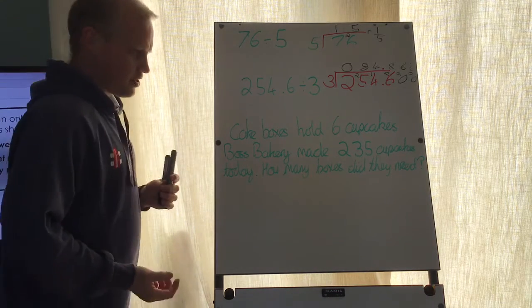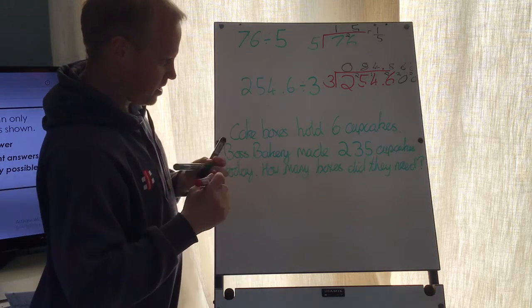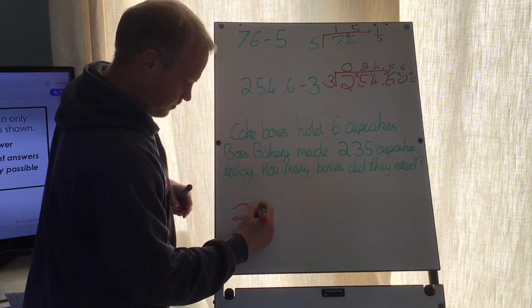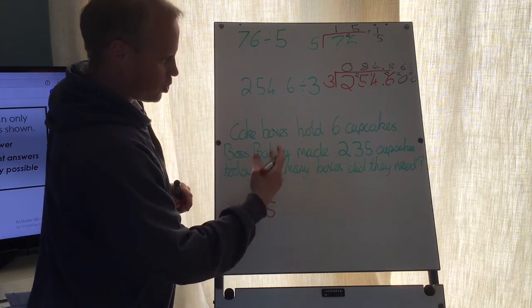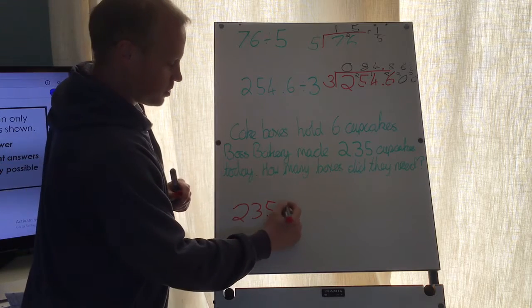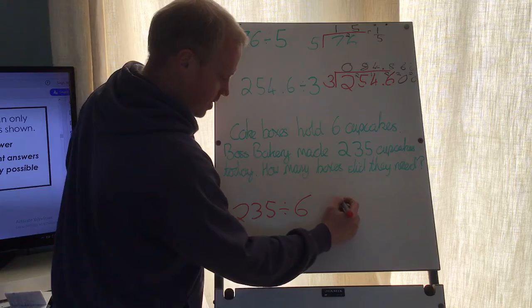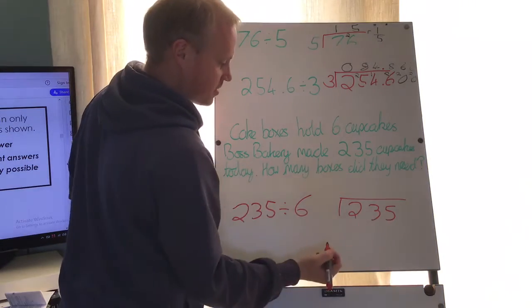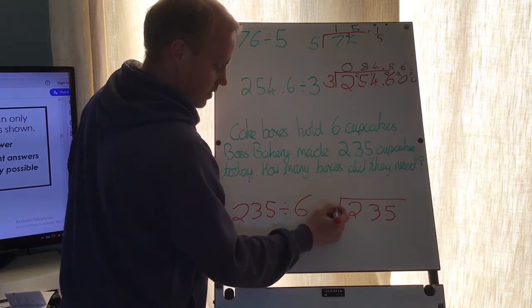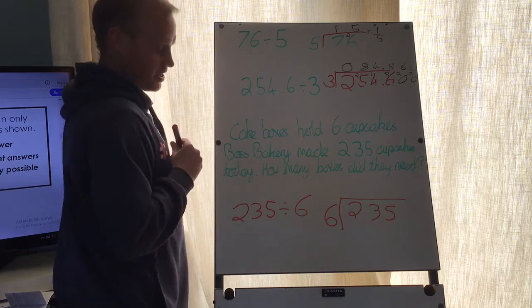Children are usually very good at identifying that actually, well, we've got 235 cupcakes, and they are shared into boxes, and each of those boxes holds 6. They can see it's divided by 6. So if we put that into a bus stop, 235 is the dividend, and the divisor is 6. Quotient will be how many boxes are needed.